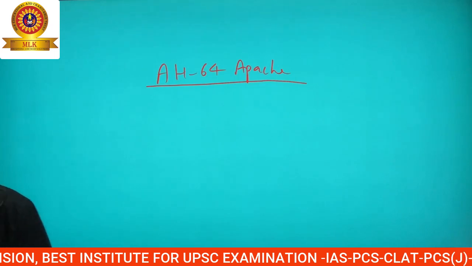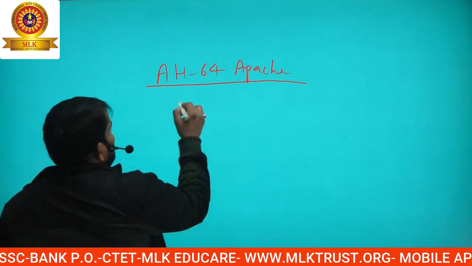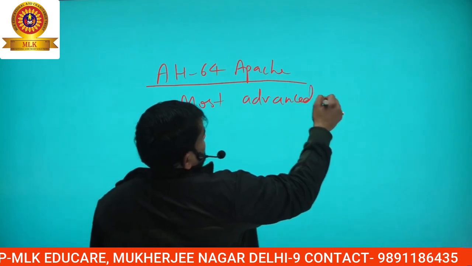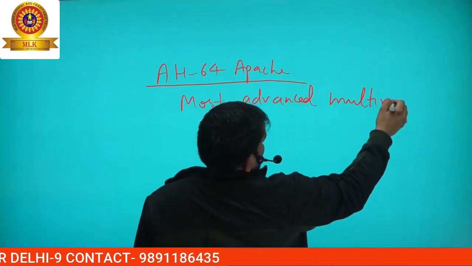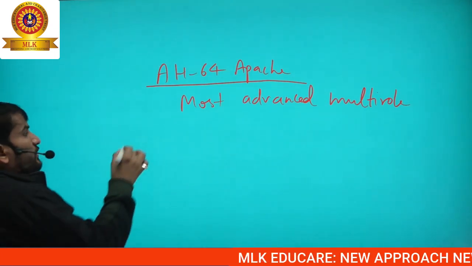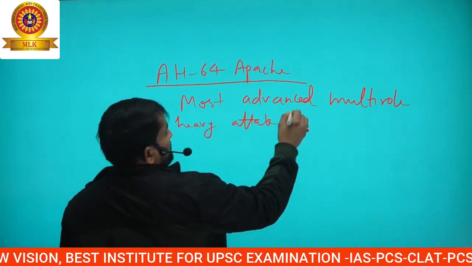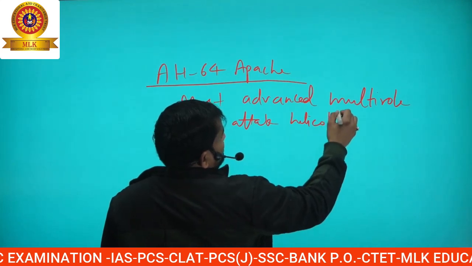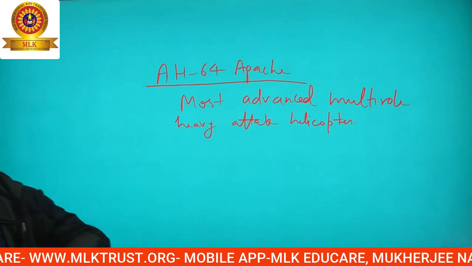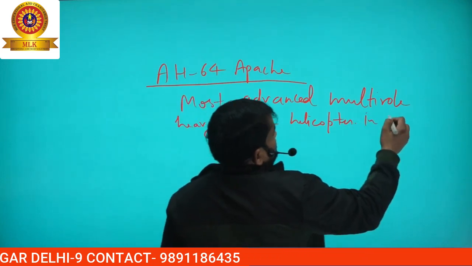Okay. Apache. The multi-role combat helicopter. Apache is among the most advanced multi-role heavy attack helicopters. Heavy attack helicopter means this one is not considered a light combat helicopter. This is the heavy attack helicopter in the world. Actually, the most advanced in the world, worldwide.